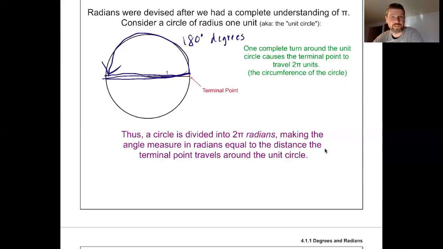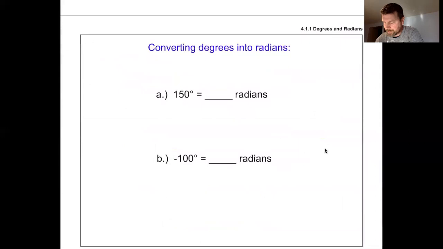Well, it's half of a circle. A full circle is 2 pi radians, so half of a circle would be pi radians. Since 180 degrees is the same as pi radians, I can use that as a conversion to go between degrees and radians. And we do it like this.